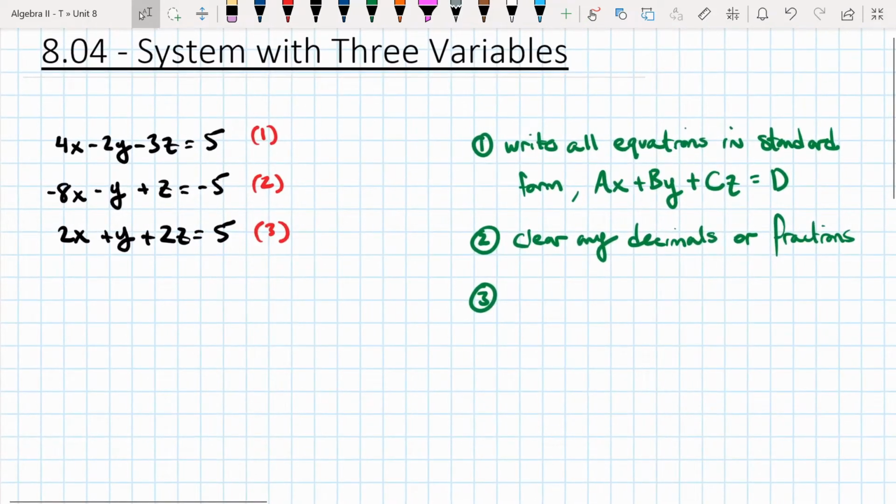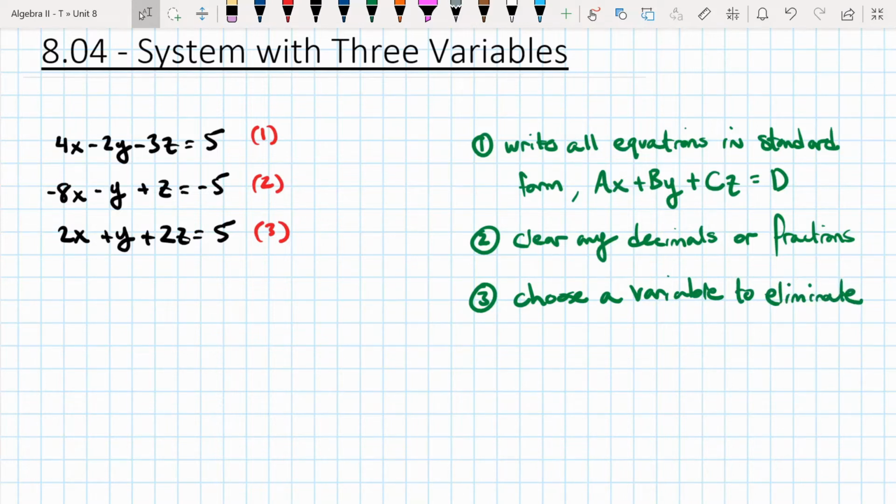Now we're going to get into how to approach these types of questions to find the solution. We're going to choose a variable to eliminate. It actually doesn't matter which variable you pick, though some variables might be a little bit easier than others. For this one, I'm going to pick the variable y to eliminate.